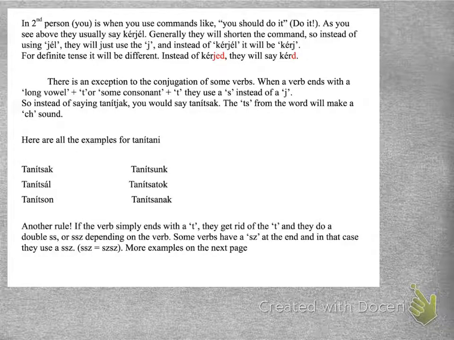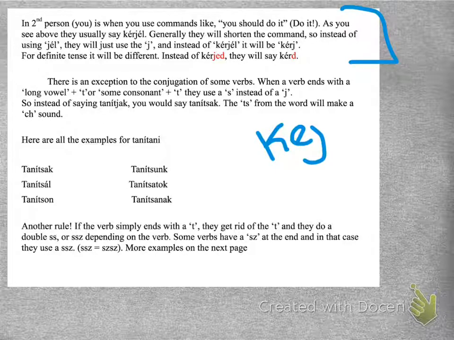So here are a couple exceptions for imperative. First one is when you're using second person. When you're talking to somebody and you want to give them a command, you can say something like queria. You should ask in the indefinite. But I forgot the R.